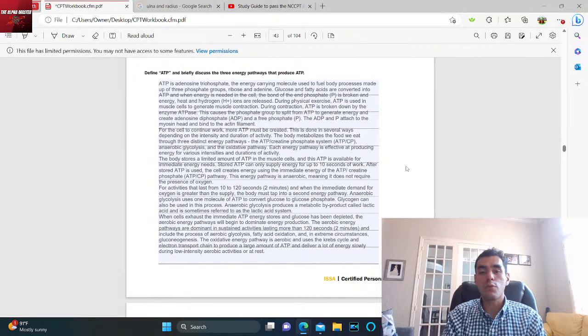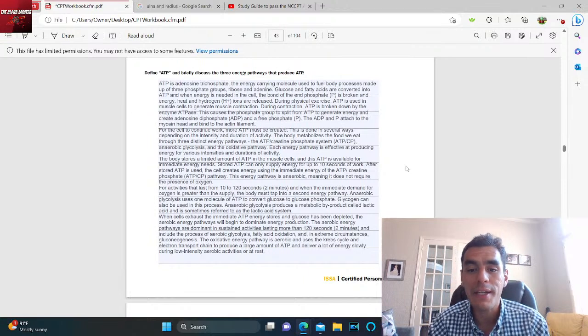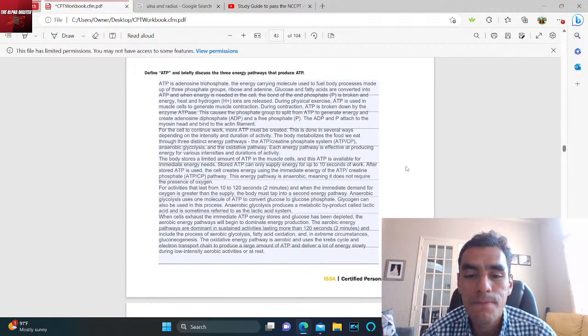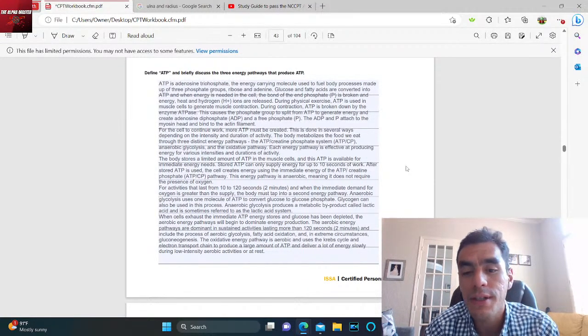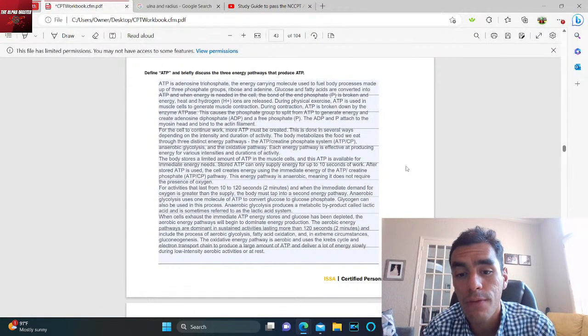For activities that last from 10 seconds to 120 seconds, or 2 minutes, when the immediate demand for oxygen is greater than the supply, the body must tap into the second energy pathway, anaerobic glycolysis. It uses one molecule of ATP to convert glucose to glucose phosphate. Glycogen can also be used in this process.